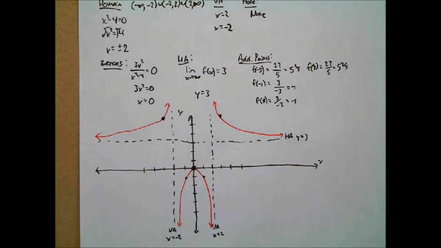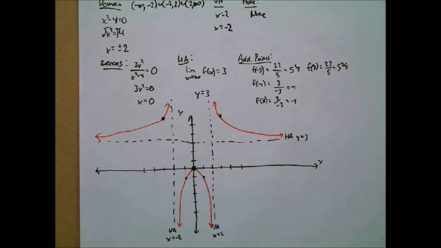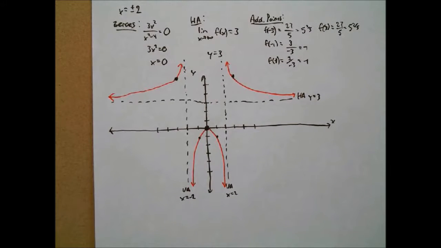Of course, please don't make it look like you're going to be crossing those vertical asymptotes, right? They should not be crossed. But there it is, something like that. Okay? It's a little bit funkier than what we're used to, right? But that's the idea. All right.